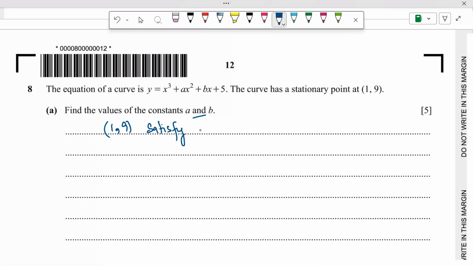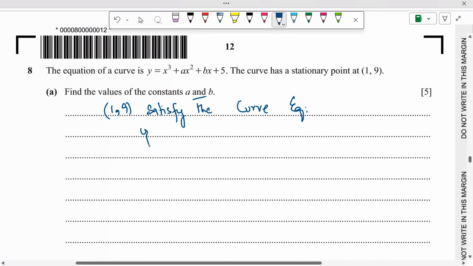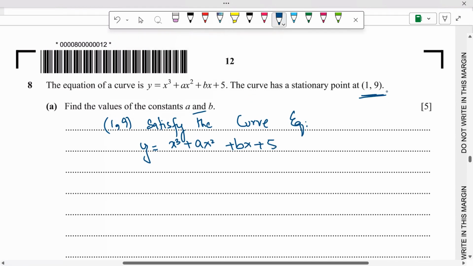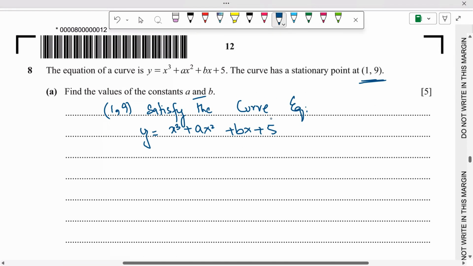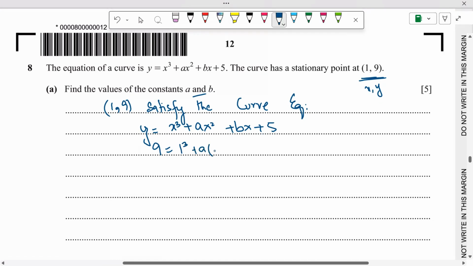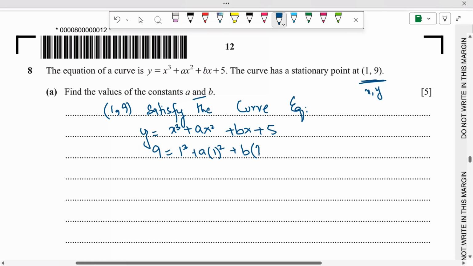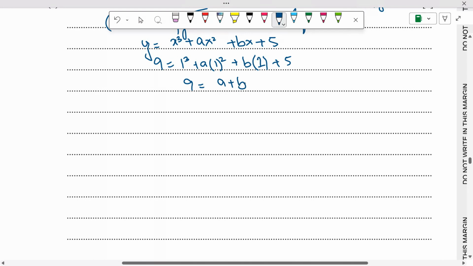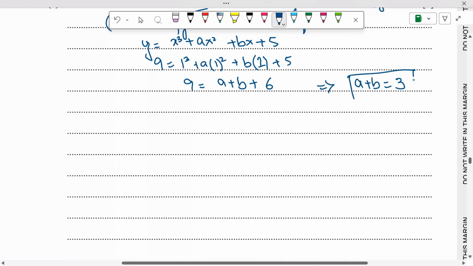So (1, 9) satisfies the curve equation y equals x cubed plus ax squared plus bx plus 5. Plugging this point into the curve equation, with x being 1 and y being 9, we have 9 equals 1 cubed plus a times 1 squared plus b times 1 plus 5. Solving further, 9 equals a plus b plus 6, so a plus b equals 3. So this is the first equation.